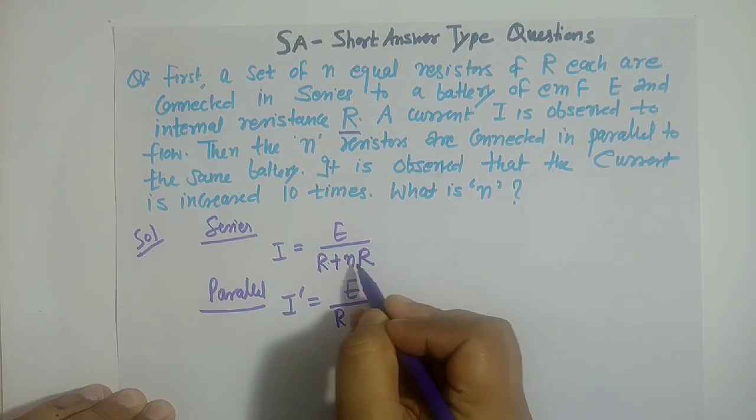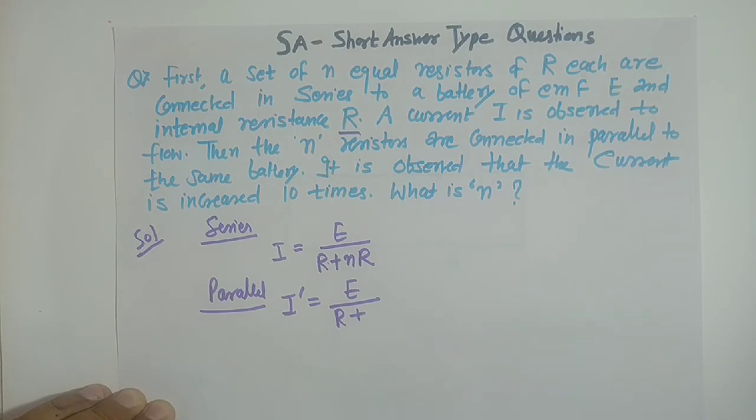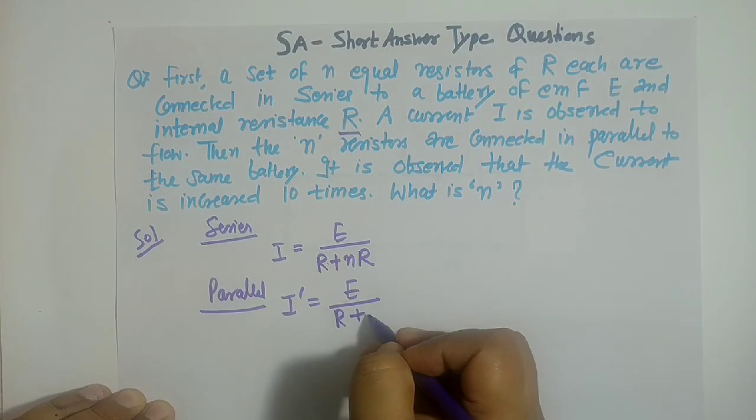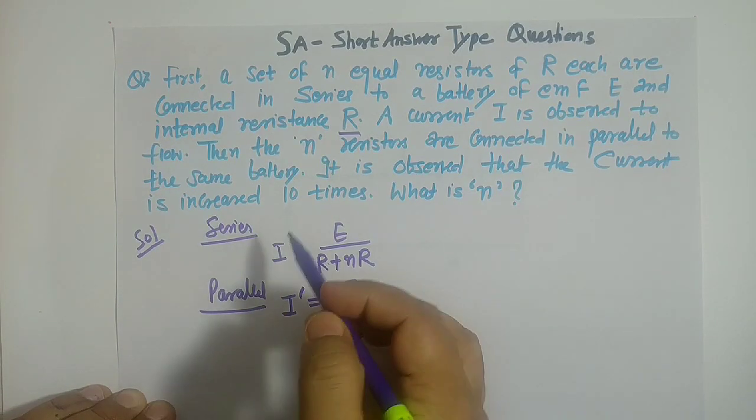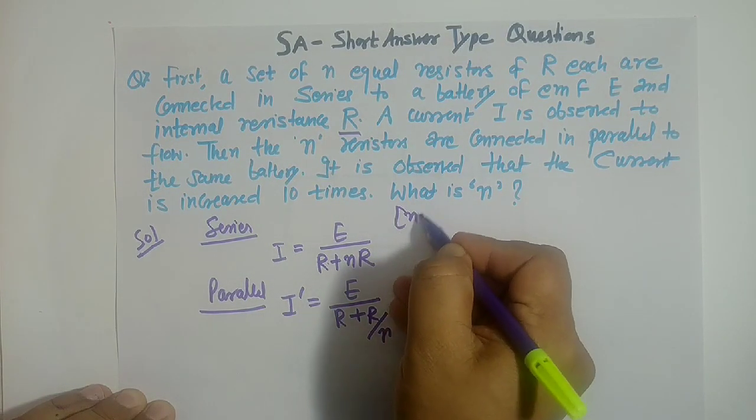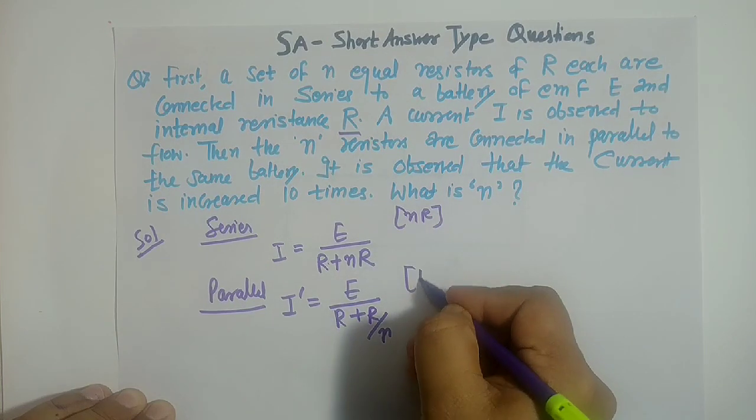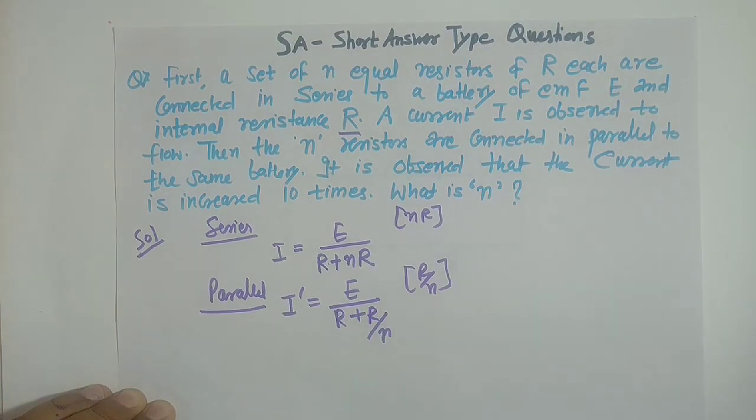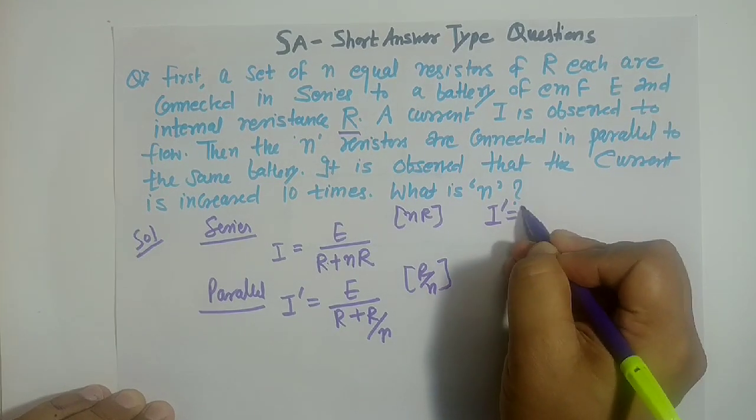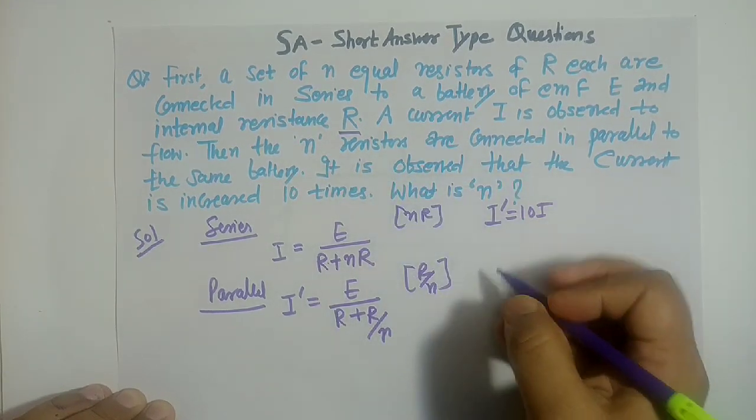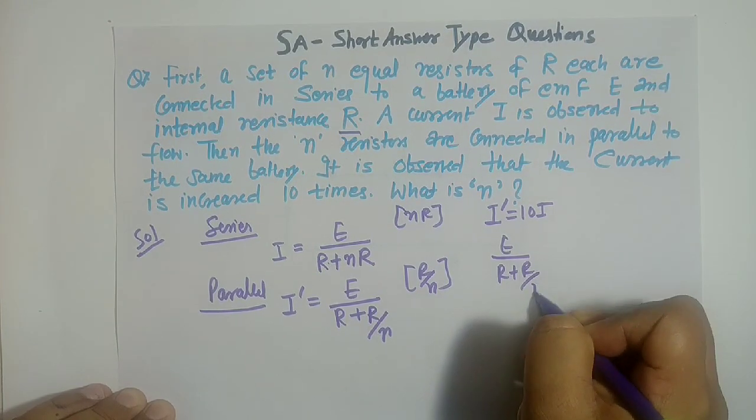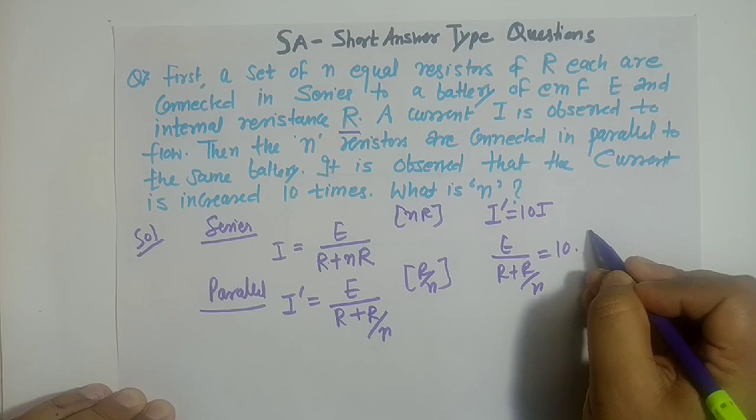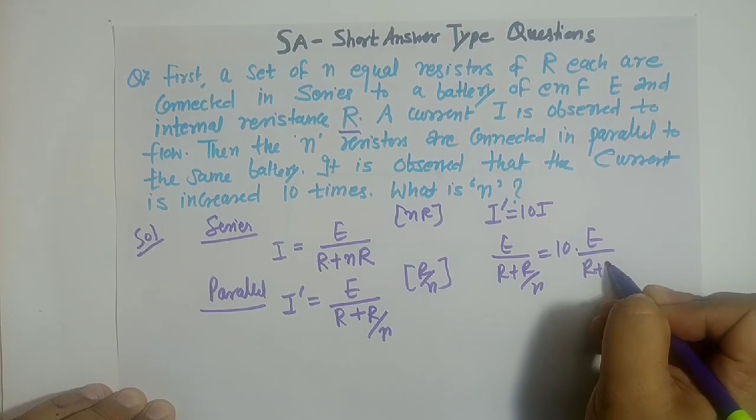But when you take n resistors in parallel, what will it be? Tell me. The equivalent resistance will be R by n. Are you getting it or not? In series it will be nR. When you take it in parallel, it will be R by n. Now what does it state? It states that I dash is 10 times I. This is the statement. So we will put E upon R plus R by n equal to 10 times E upon R plus nR.